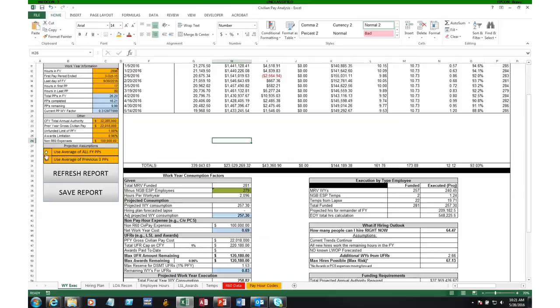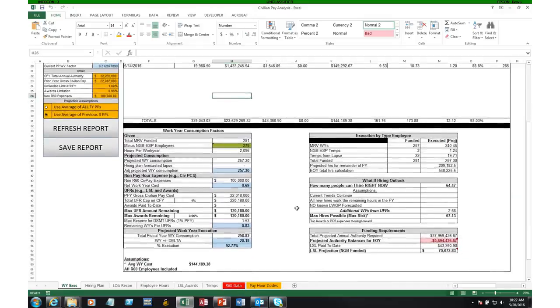Again, if I were to switch back to using all fiscal year pay periods, it's a larger average because the most recent have dipped a little bit. That number would go up. So it depends on what's more correct, so to speak, relative to your situation. But I'm going to be using that 3 pay period average, the last 3 pay period average.